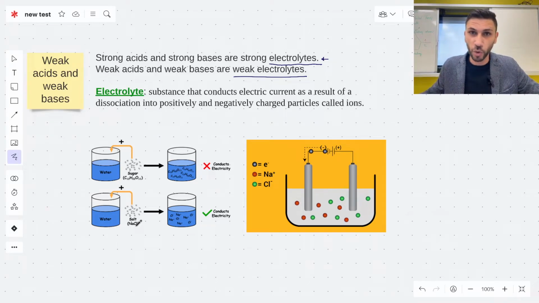Whereas the salt, for example NaCl, consists of Na positive and Cl negative. When you put it in water, it will dissolve, it will dissociate, and it will give you Na positive and Cl negative, as you can see here, and it will conduct electricity because Cl negative will go to the positive pole, and the Na positive will go to the negative pole. That means the electricity was conducted. Now, weak acids are weak electrolytes. Weak bases are weak electrolytes.